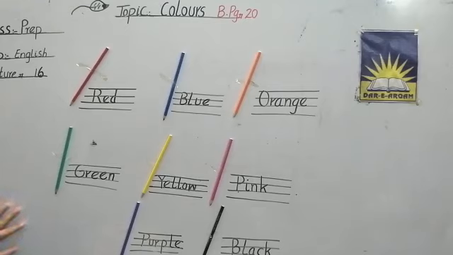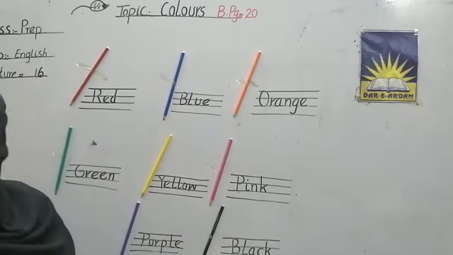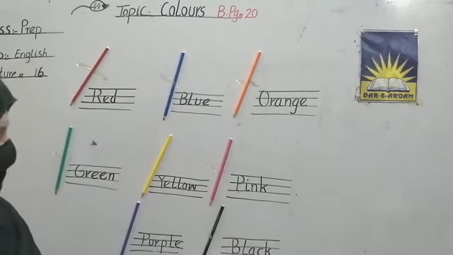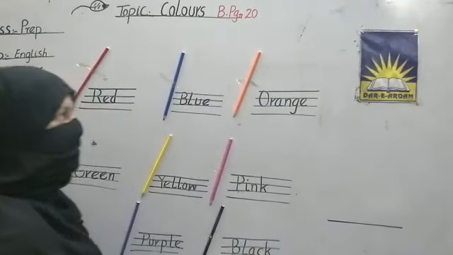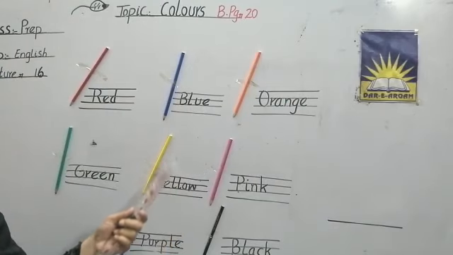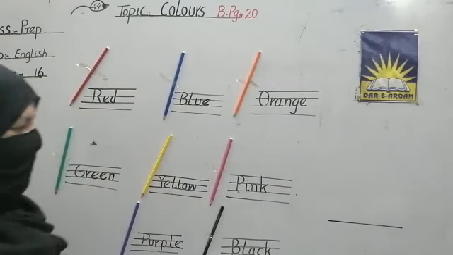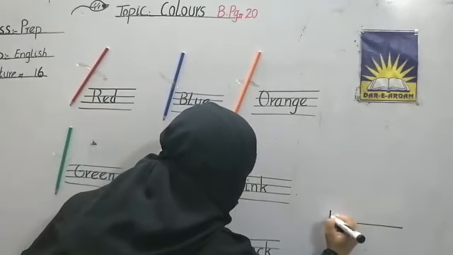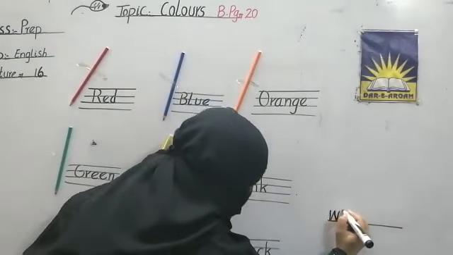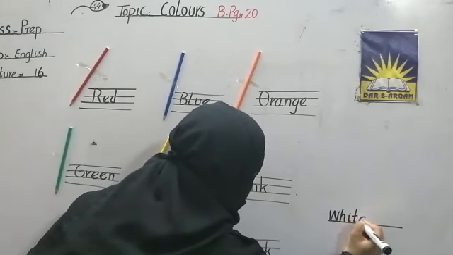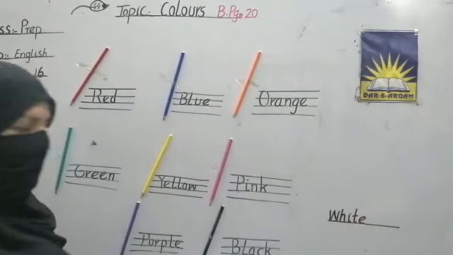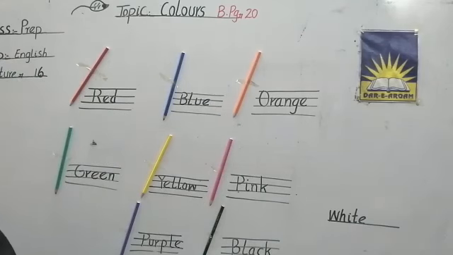Students, I paste this pencil on the white board. And what is the color of the board? Not blackboard, it's a white board. And one color is also here. I write here white. What is the spelling of white? W-H-I-T-E. White. Clear, students?